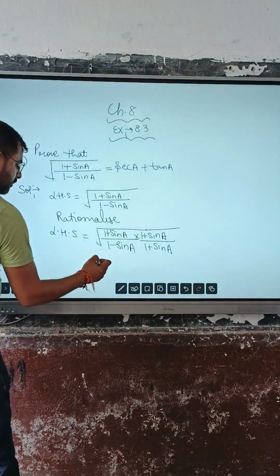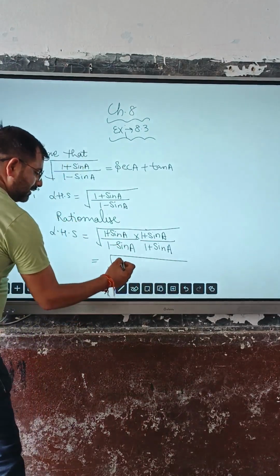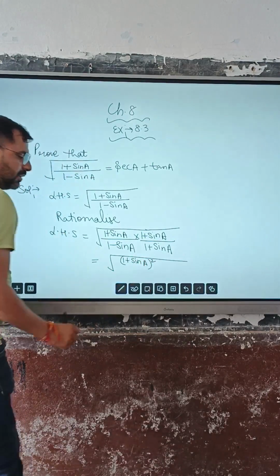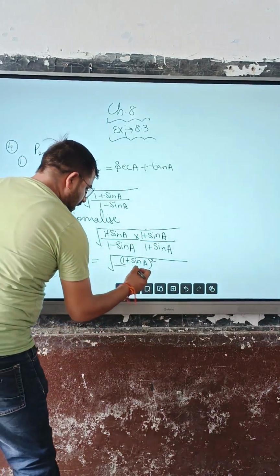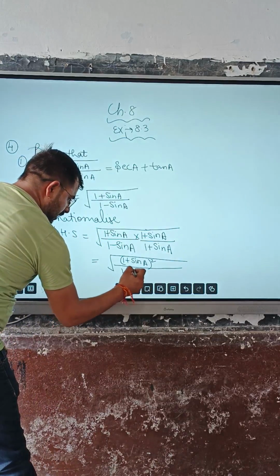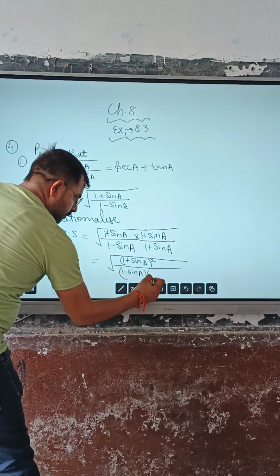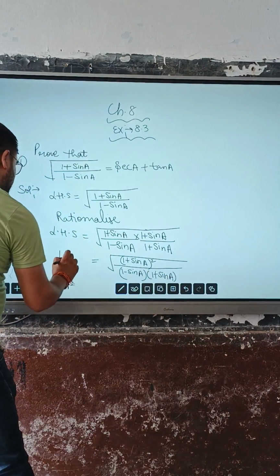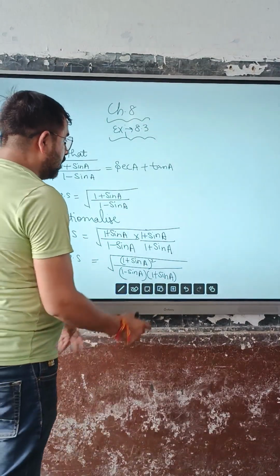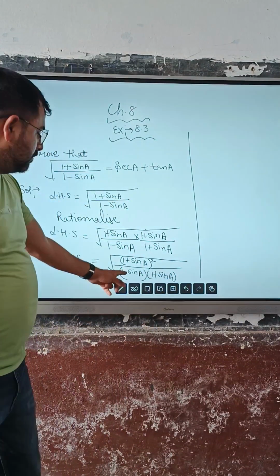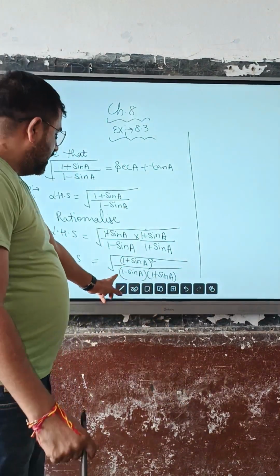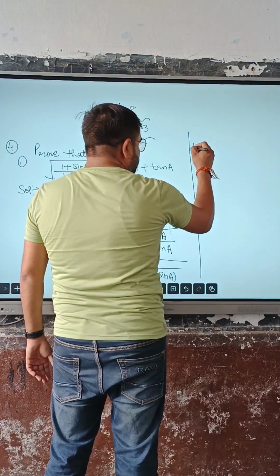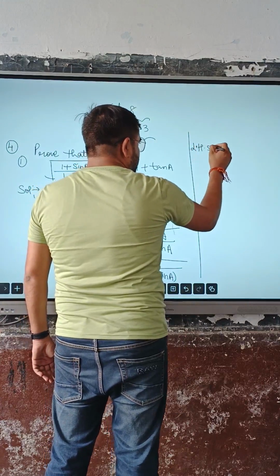So the numerator: 1 plus sin a multiplied by 1 plus sin a becomes (1 plus sin a) square, and the denominator is 1 minus sin a times 1 plus sin a. So the left hand side is equal to this. Now the denominator means 1 minus sin a, 1 plus sin a. This is the identity of a minus b, a plus b, that is a square minus b square. So we use this identity.